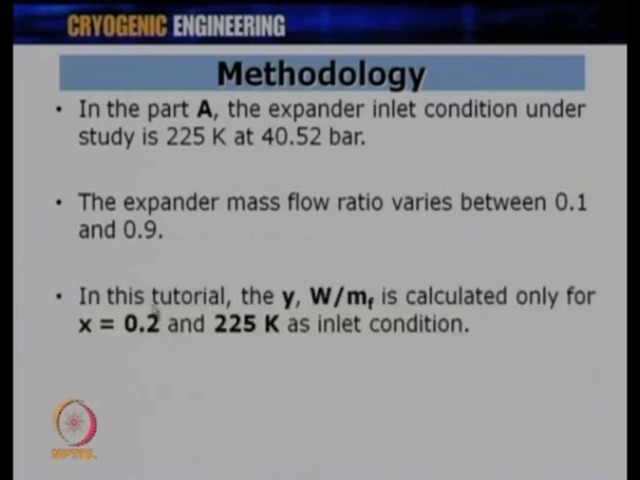What are we going to do now? I am not going to solve all the problems for all the values of x from 0.1 to 0.9. What we are going to do in detail is to understand in this tutorial how Y and WMF are calculated for x equal to 0.2, for example, and T3 equal to 225 Kelvin as an inlet condition. What we expect you to do is now complete a table. We will give you a complete table, and we expect you to solve it yourself, so that you can see that you have understood the problem.